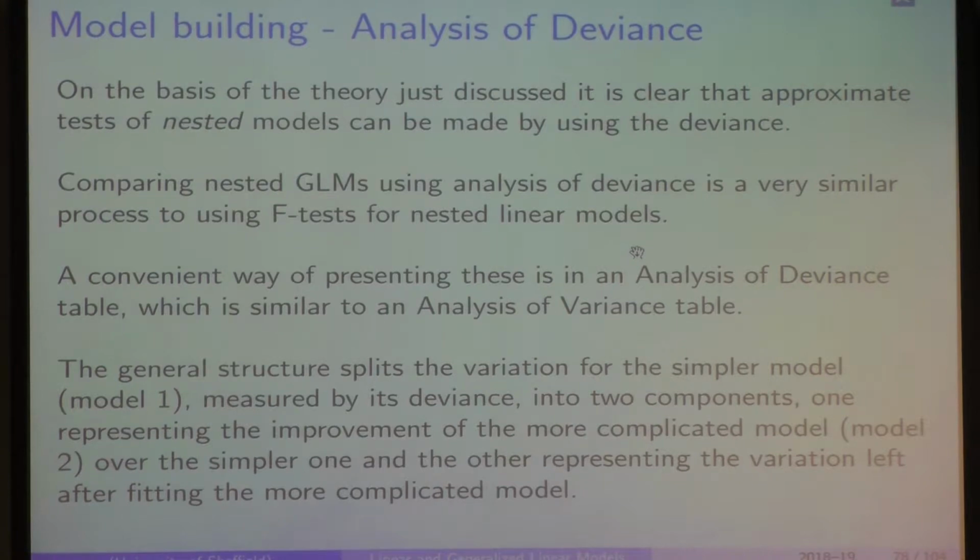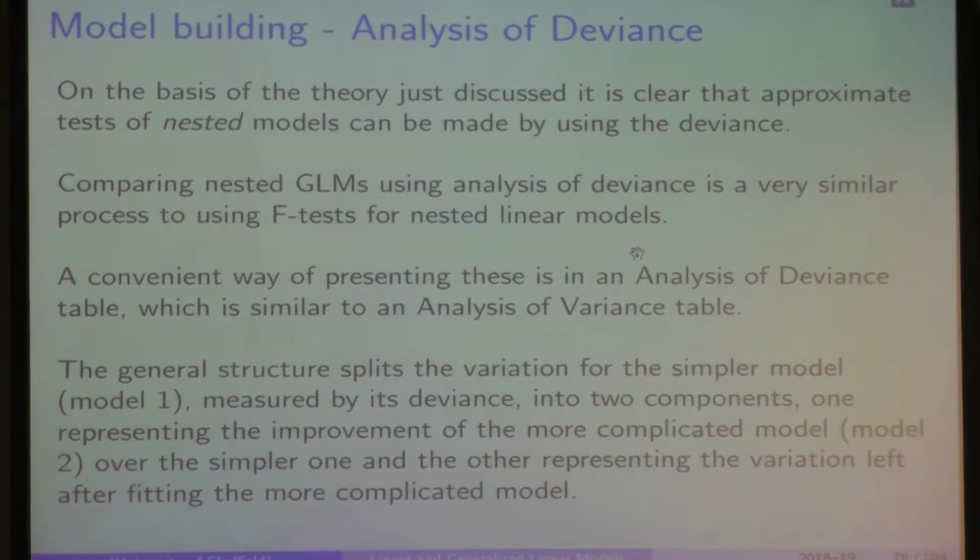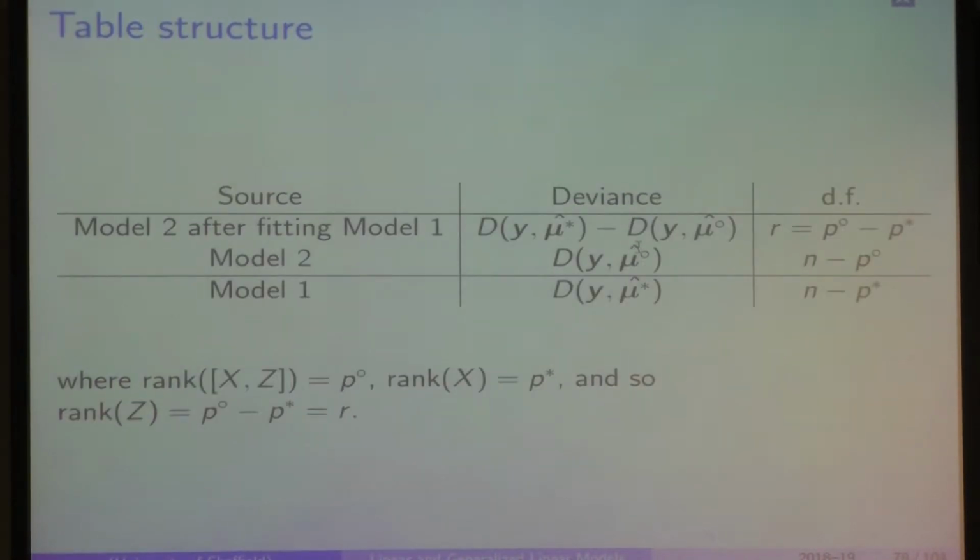...get when you go from the simpler model to the more complicated one. Okay, and we've seen from the theory that the difference between the deviances of the two models has an approximately chi-squared distribution, so we can use that as the basis of a test. Okay, so a table can look like this.